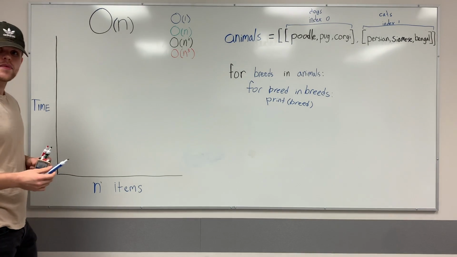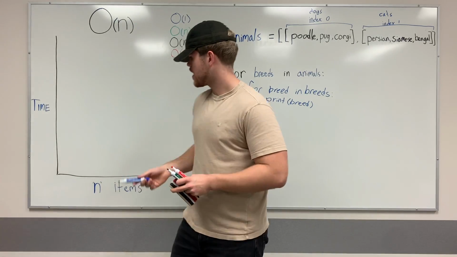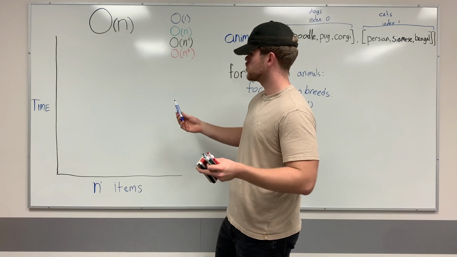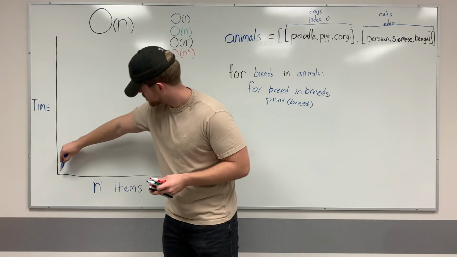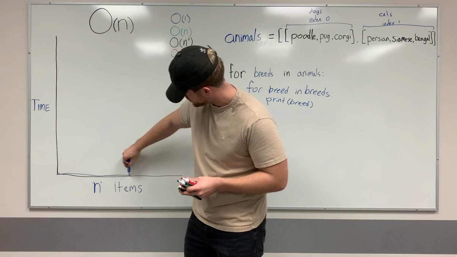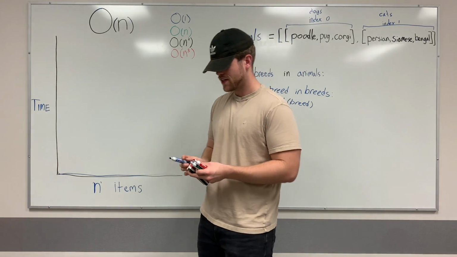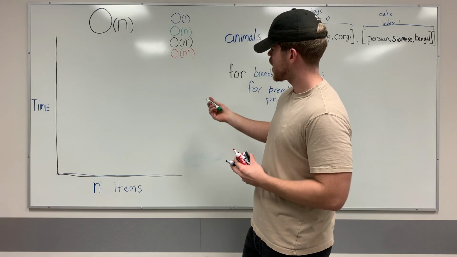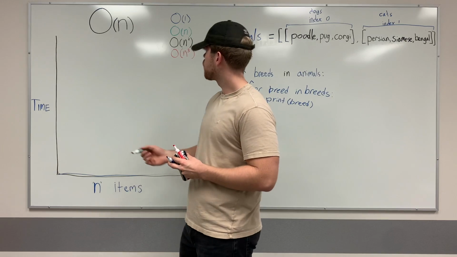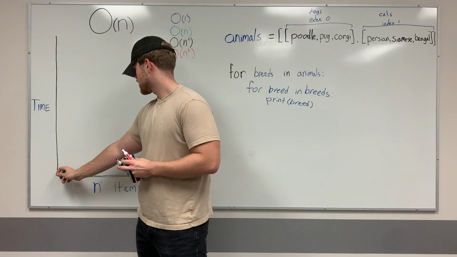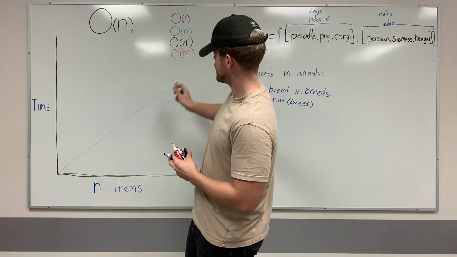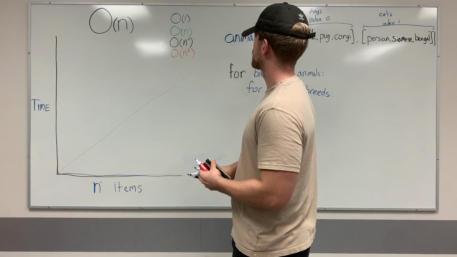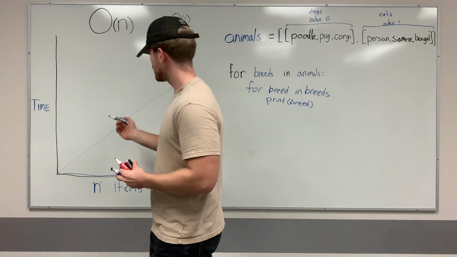O(1) is constant time. So that means there's no loops, so it's not having to loop at all. So it'll look something like this, just straight following your x-axis. And O(n) is going to look like the graph y equals x, or just a straight line. And further, O(n squared) is going to look like a parabola.